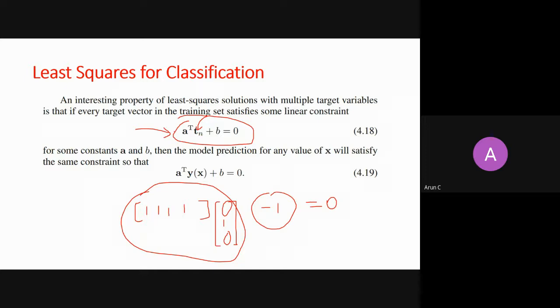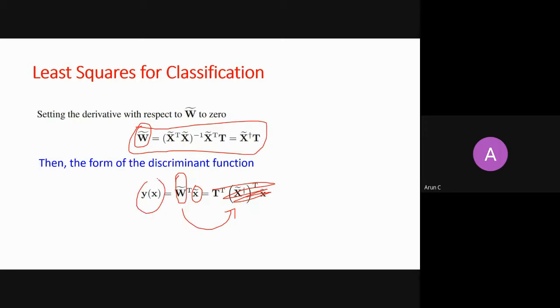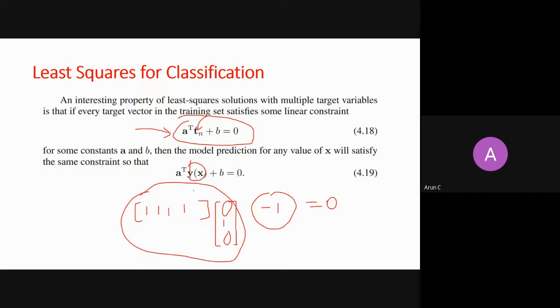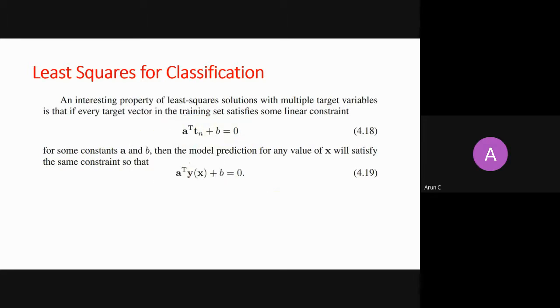If this is actually satisfying this property, then the prediction y(x) you get from here will also satisfy this property, right? It means what? Can anybody tell me what is the meaning? If your prediction is also satisfying this statement, and you know A is nothing but a vector of 1, B is -1, what does your prediction satisfy now?